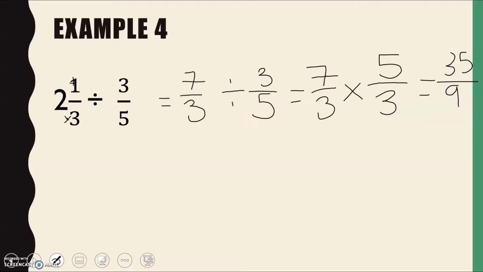Now 35 and 9 are not in the same times table, but what I can do is I can now change it back to a mixed number. So 9 goes into 35 3 times, and there is 8 left over. So 35 ninths is the same as 3 and 8 ninths. Always read your question and check what it asks for. I would always try and change it back to a mixed number, but if it doesn't ask, you'll usually still get the marks for your top heavy.